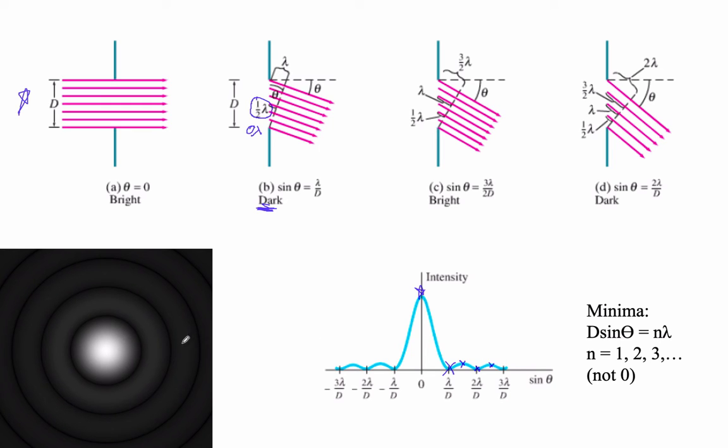So the pattern looks like this if you look at it in a circular sense. Here's the middle of it, there's that spot right here, and then here's the first minimum, which is here. Then you have the first, you really can't see that, sorry about that. Then you have the next maximum here. And so if you make this pattern circular, this is what it looks like.